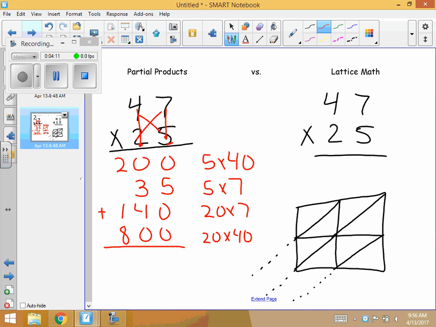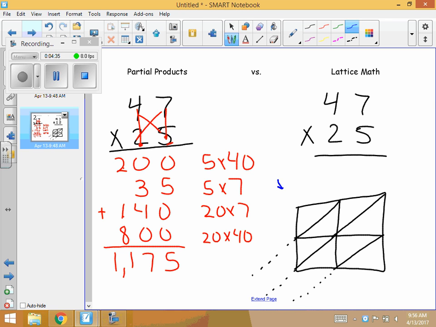Now you can add up all those parts. 0 plus 5 plus 0 and 0 is 5. 3 plus 4 is 7. 2 plus 1 plus 8. 2 plus 8 is 10. Plus 1 is 11. 1,175. All right, and again, that same problem, 47 times 25 with the lattice.